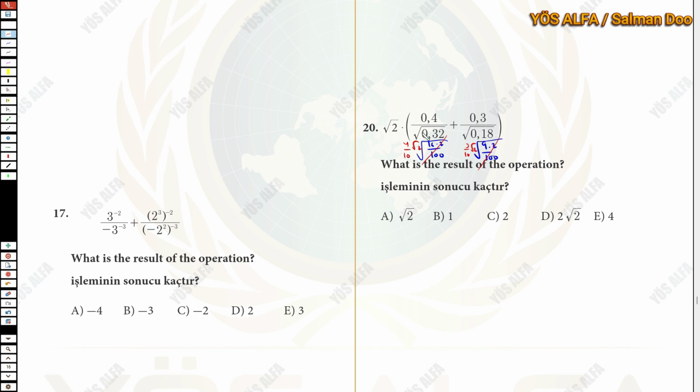Since we are multiplying this by root 2, this and that cancel out each other. So we're left with this expression only. 0.4 over 4 over 10 plus 0.3 over 3 over 10. So 4 times 0.1 is 0.4, and we have 0.1 over here too. So 0.1 times 10 is 1. So our answer is 2.